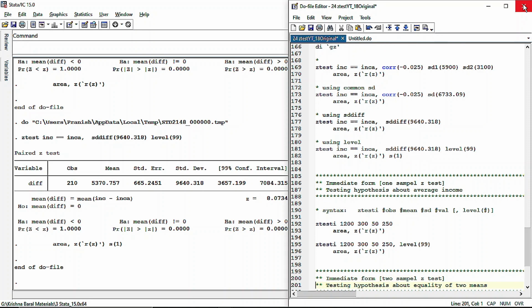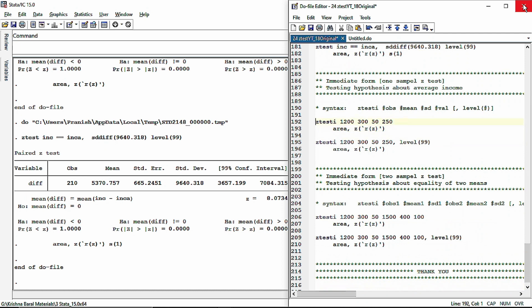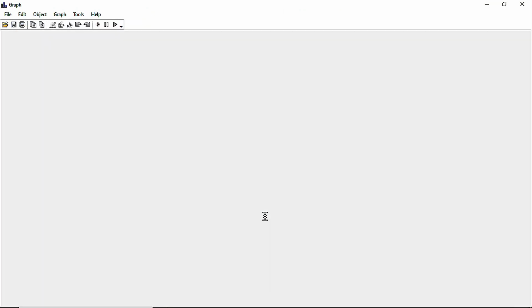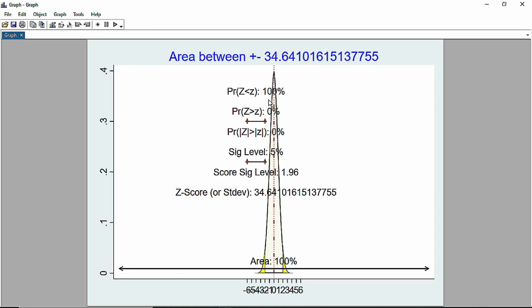Now let us perform our z-test by providing immediate inputs. This is our sample of 1200, the mean of the sample, and the standard deviation of the population, and we want to test the hypothesis that the mean income is 250. And let us see what the table looks like. This is our information. The z value is 34, meaning plus or minus 34 standard deviations. So let us see what it has to offer. Our p-value is 0.